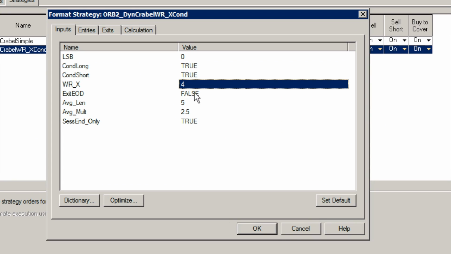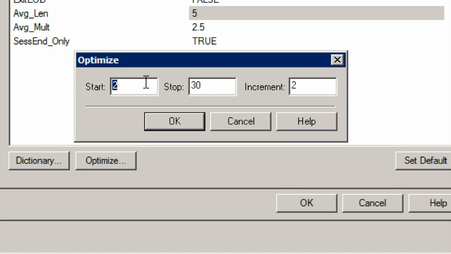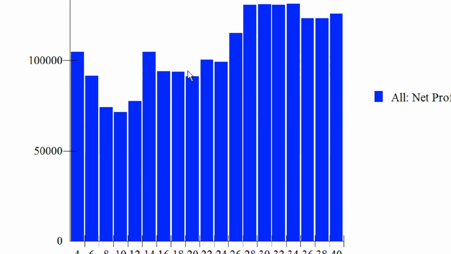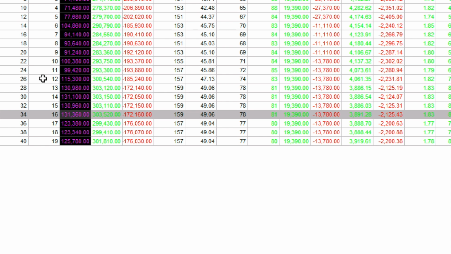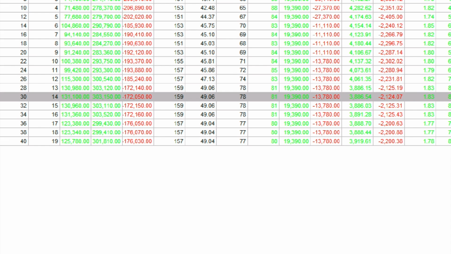All right, we've taken a look at our widest ranging day. Let's look at the average length and the average multiplier, which are actually used in the breakout calculations. So let's take a look at the average length first. Let's optimize this 4 through 40 in increments of 2. Here we can see that as we climb out into this range beyond 28, that's where things really start to level off nicely. So if we just pick a value of 30, which is not as far from an outlier, we can feel safe using 30 for the average length.